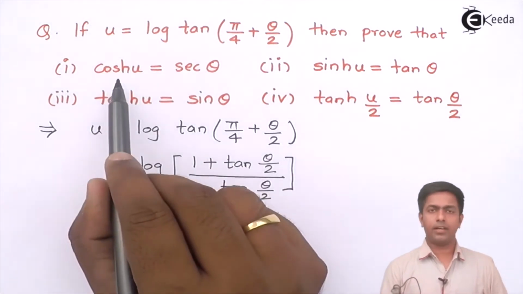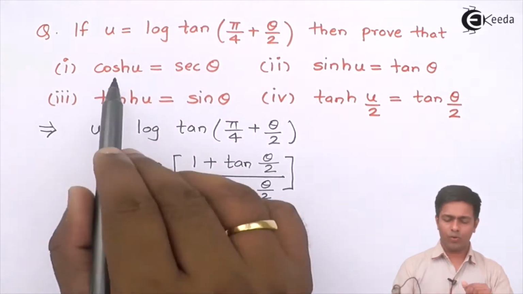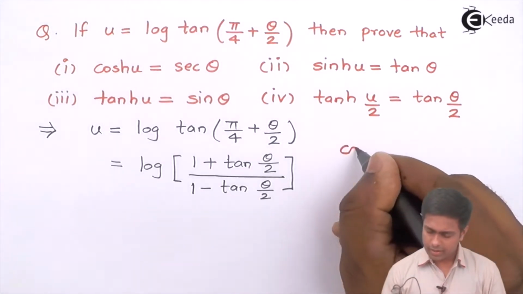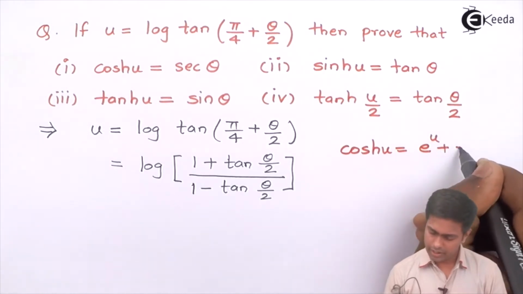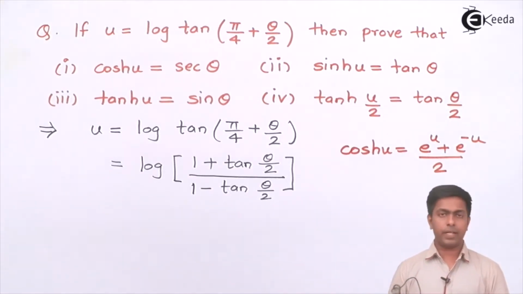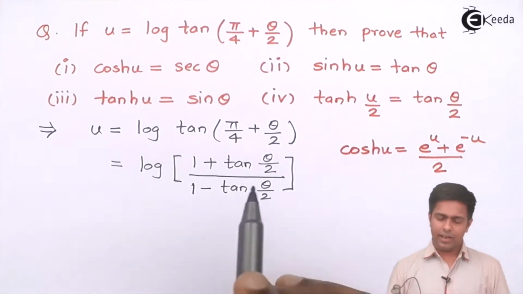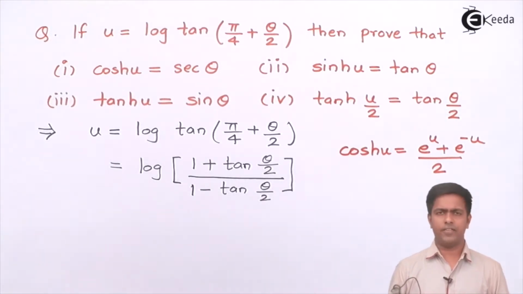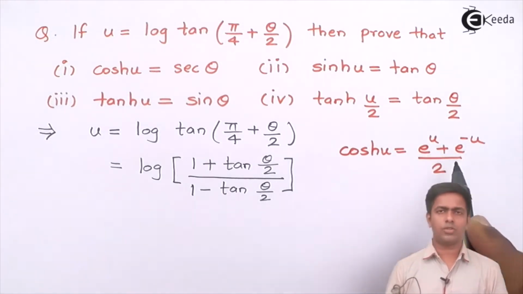Now I want to get the value of hyperbolic cos u as sec theta. So guys, how to get it? We know the formula of hyperbolic cos u, here I'll write down for you. It is e to the power u plus e to the power minus u whole upon 2. This is a representation of the hyperbolic function in terms of the exponential function. So if I get the value of e to the power u, then we can easily find e to the power minus u by taking the inverse, and then by substituting the values we can get the answer.